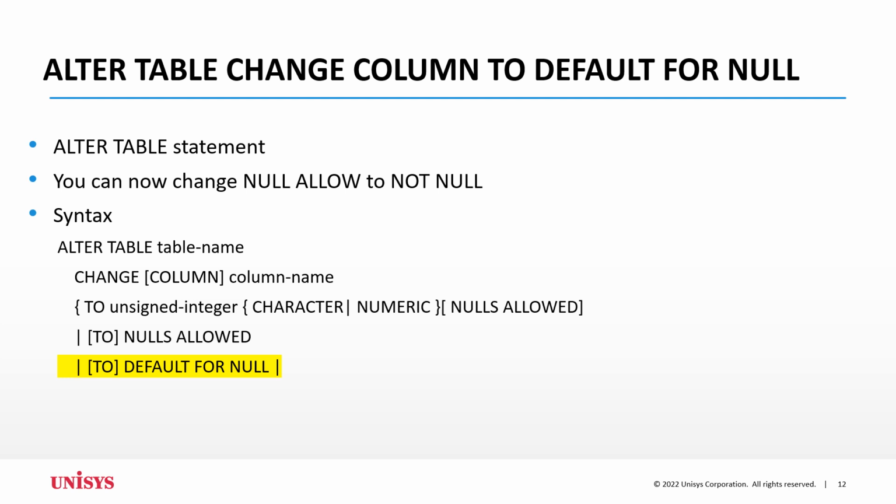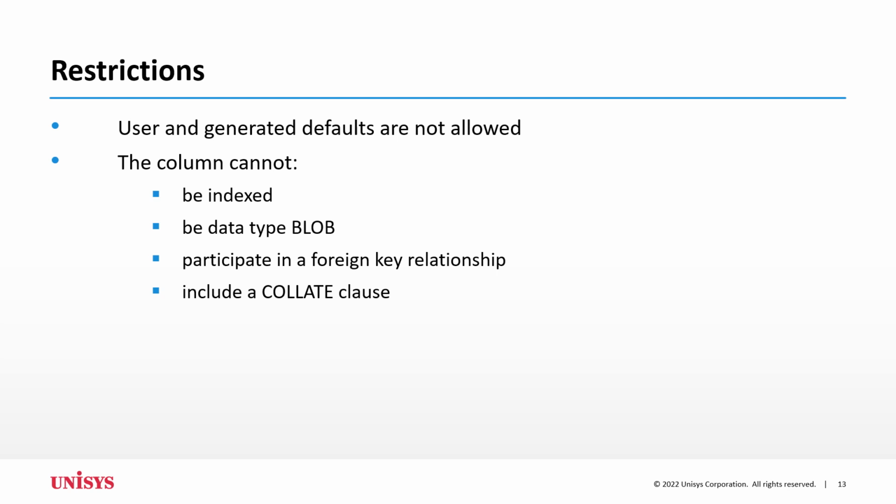You can find the new TO DEFAULT FOR NULL syntax in section 6.2.2 of the RDMS PRM. There are several restrictions on the column when using the default for null syntax. User and generated defaults are not allowed. The column cannot be indexed or be data type BLOB. It cannot participate in a foreign key relationship or include a COLLATE clause.